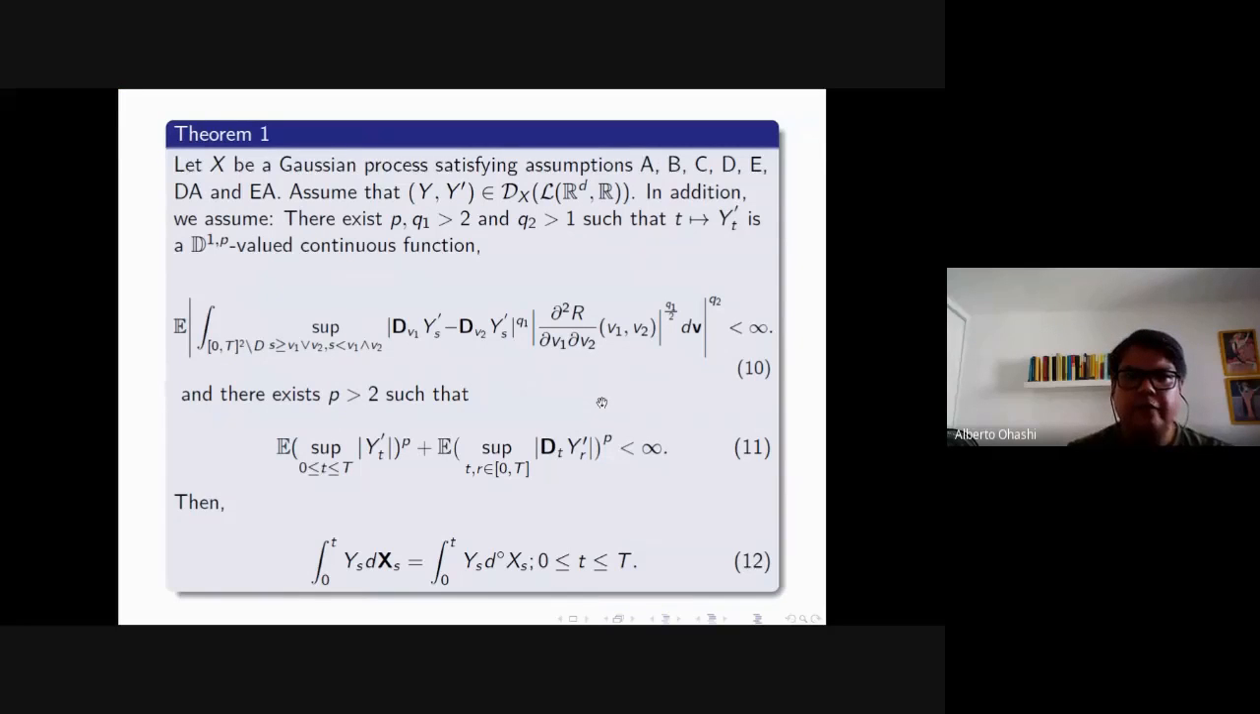And our first theorem is the following. Consider X a Gaussian process satisfying the technical conditions A to E, and assume that we are in the rough path case. Y and Y prime is a controlled process in the sense of Gubinelli. In addition, we assume that Y prime satisfies some Malliavin calculus regularity conditions, equation 10, and there exists p bigger than 2 where this integrability condition holds true. Remember that D is the Malliavin derivative of Y prime. And then we do have equality between the rough path and Stratonovich integral.